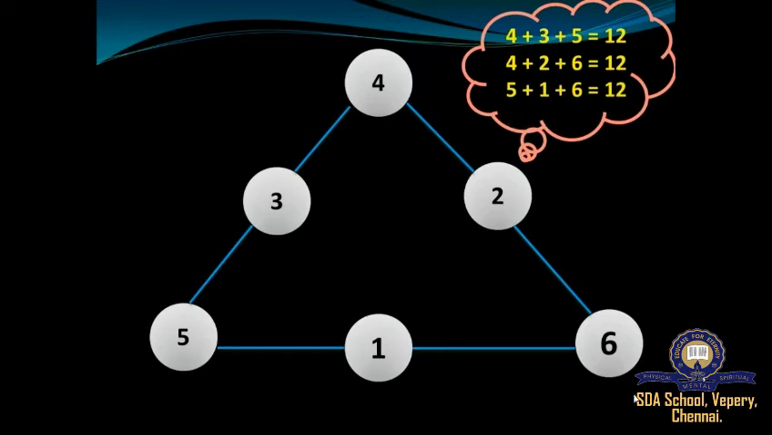Students, can you see over here? The sums of all the three sides of the triangle are equal, right? So the numbers are in correct placement. So this is the desired magic triangle. Understood, students? Could you see that the sum of this magic triangle is 12? So this is how you arrange the numbers in a magic triangle.